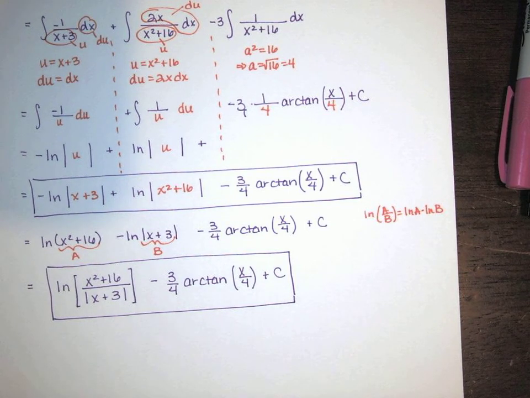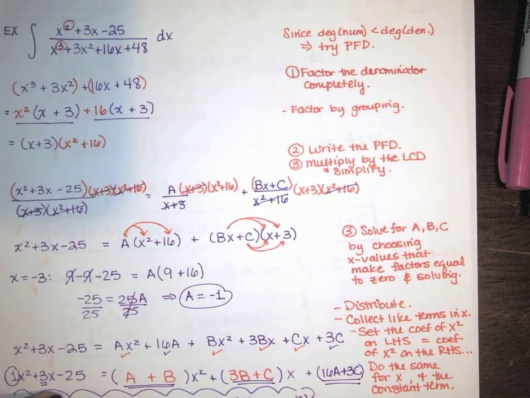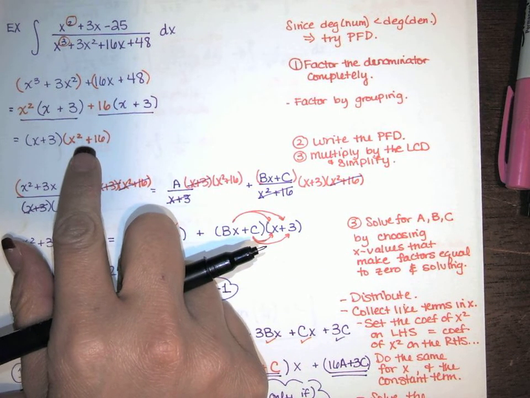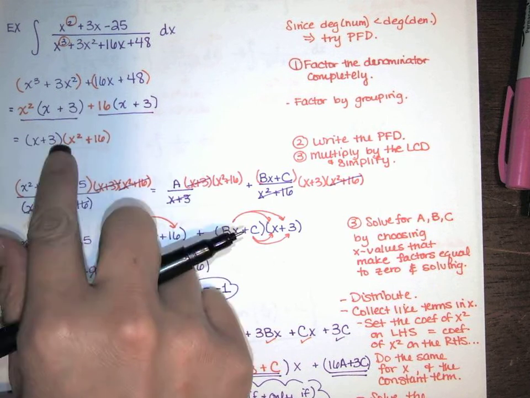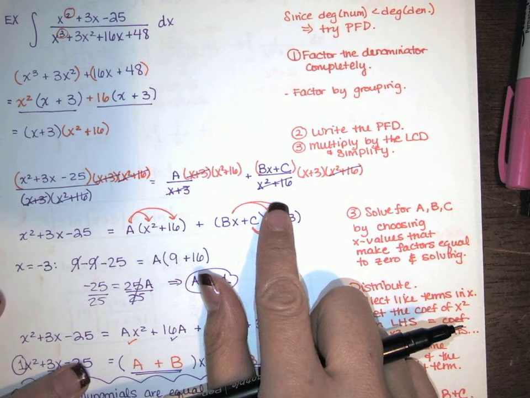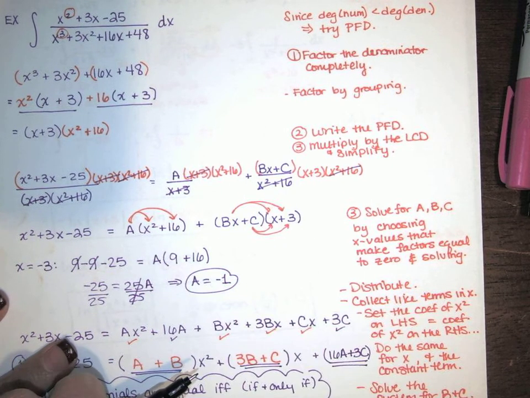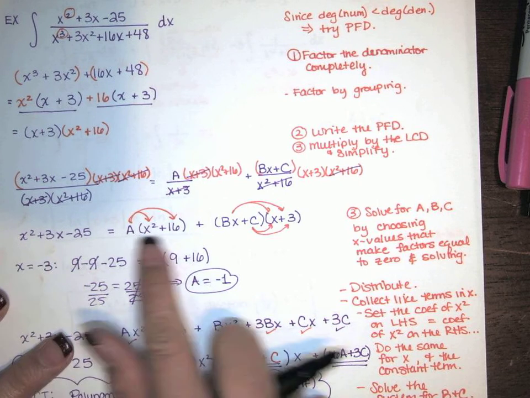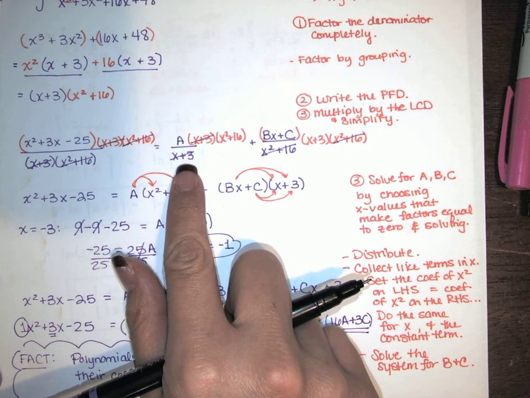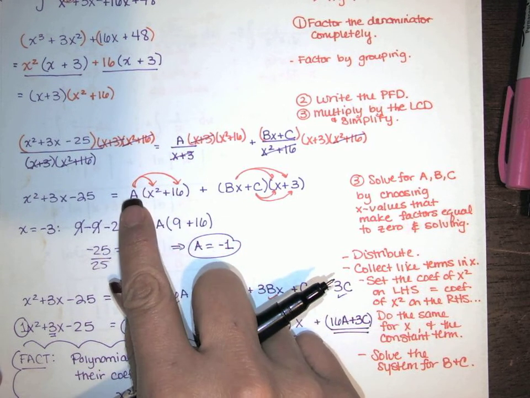Okay, that was a long one. Let's go back through. If you factor that denominator and you have an irreducible quadratic, we factored by grouping, then you still write the partial fraction decomposition down. Don't forget, with an irreducible quadratic, you get a constant times x plus a constant in the numerator. Then multiply by the LCD and you get this after you simplify. And because you had a linear factor, you can select the x value that would make that factor 0 to solve for that a.